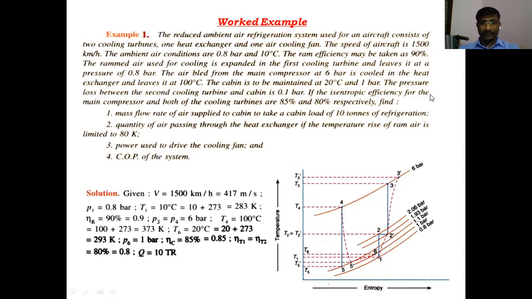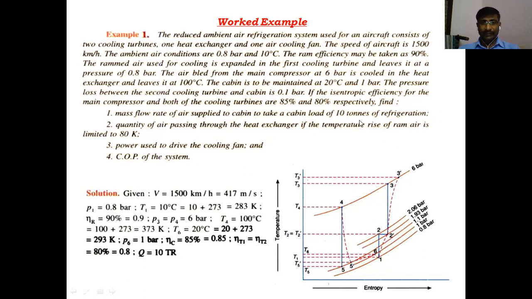If the isentropic efficiencies for the main compressor and both the cooling turbines are 85% and 80% respectively, the compressor has 85% and the cooling turbines 80%. Clear? Find the mass flow rate of air supplied to the cabin to take the load of 10 tons of refrigeration.